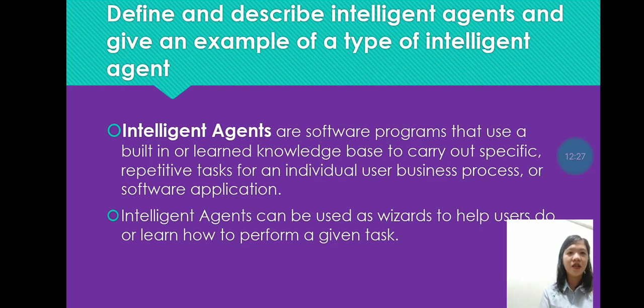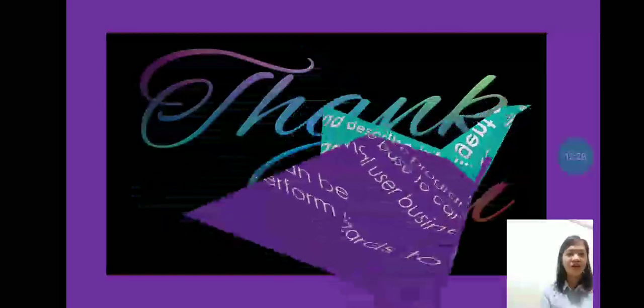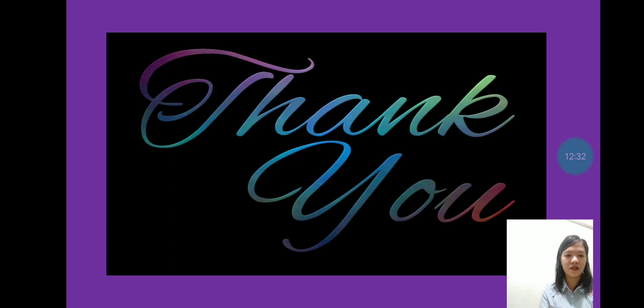Sa activity number 11, pinakita dito yung mga iba't ibang system na maaaring makatulong sa isang firm. Alam na naman natin na ang isang firm ay kailangan ng system para mas magawa or maiayos ang isang firm or isang company. Although, mahal nga ang system.